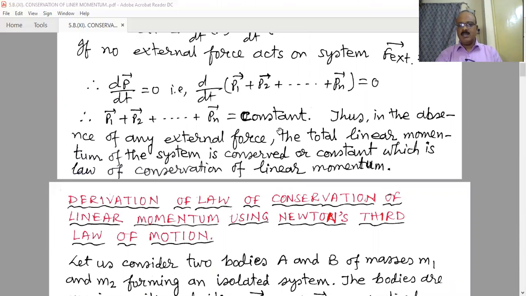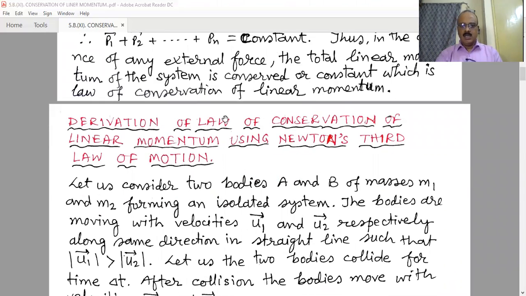And this statement is nothing but the law of conservation of linear momentum. Now we can derive this in another way. Derivation of the law of conservation of linear momentum using Newton's third law of motion. And here we will consider a two particle system.